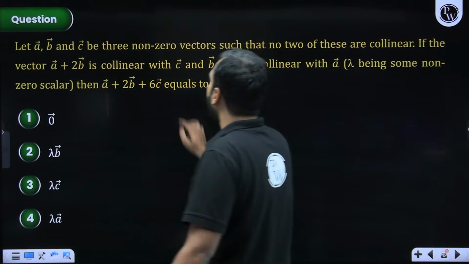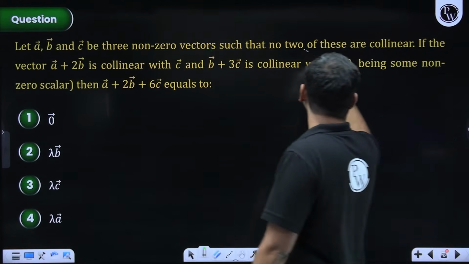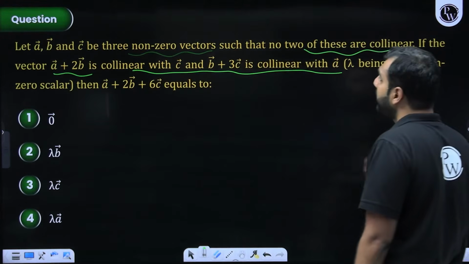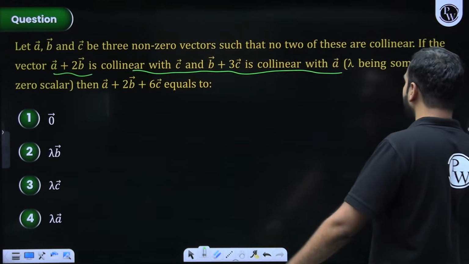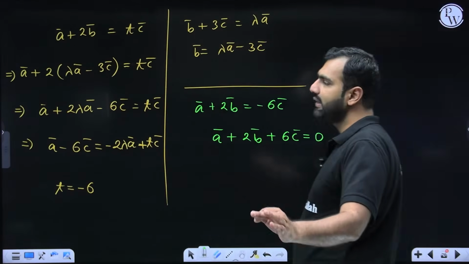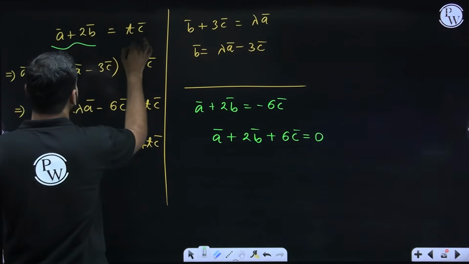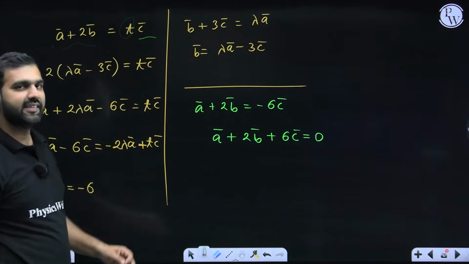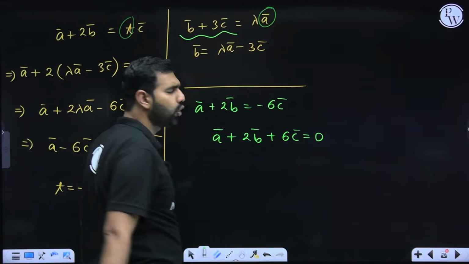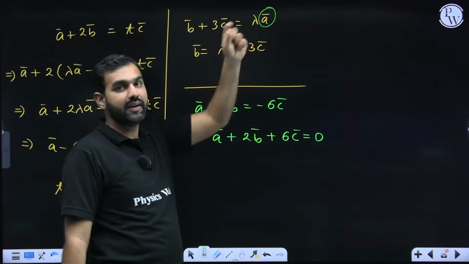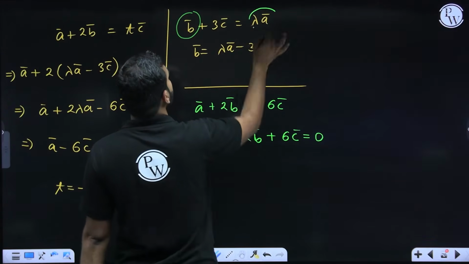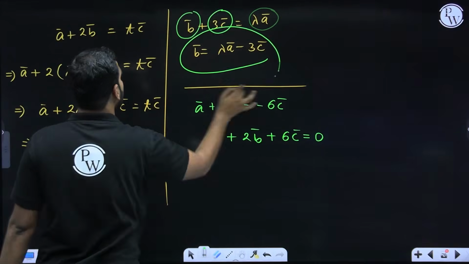Moving ahead with the next question, what do we see? A, B, and C are three non-zero vectors such that two of these are collinear. Great. A plus 2B is collinear with C, and B plus 3C is collinear with A. Great. Let's utilize that. Here we need to find A plus 2B plus 6C. All I'll say is that we are told A plus 2B is parallel to C. That means A plus 2B is any scalar T times vector C. We are told B plus 3C is parallel to A, or collinear to A. That means B plus 3C can be a scalar lambda times vector A. From here, if I write B, it will be lambda A minus 3C, and this value I'm substituting here.